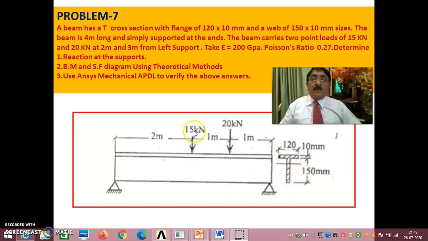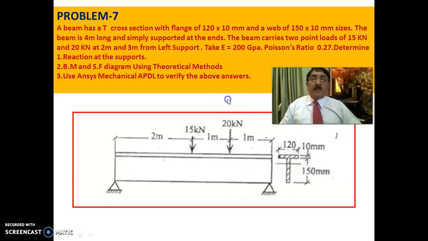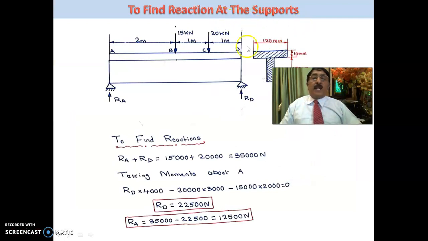When the point loads are applied this way on a T section, how will the bending moment diagram and shear force diagram appear? In session 1, I will be concentrating only on bending moment and shear force diagrams and verification using Ansys. But in session 2, I will be covering the bending stress diagram, which is very important and very useful.